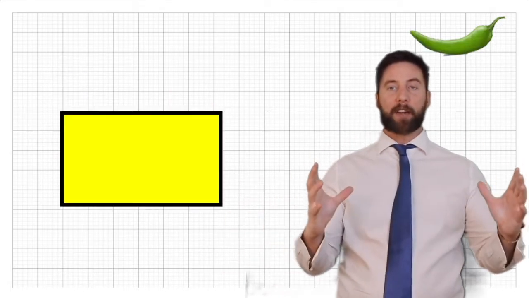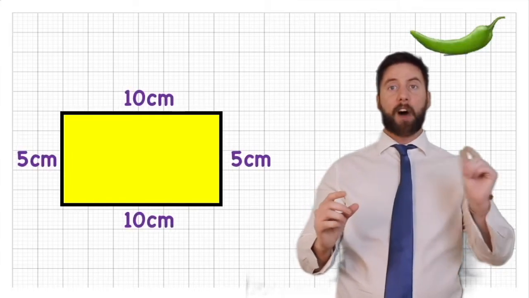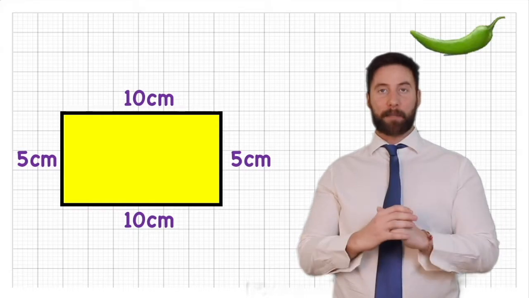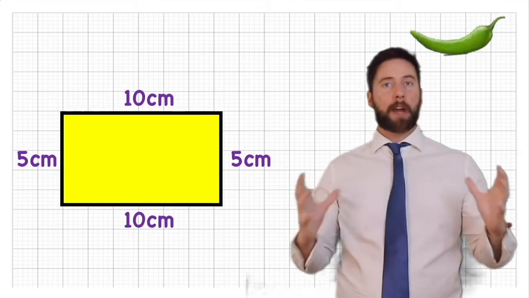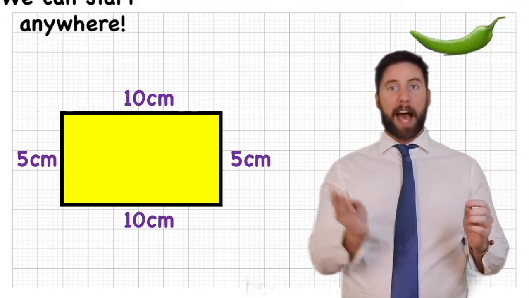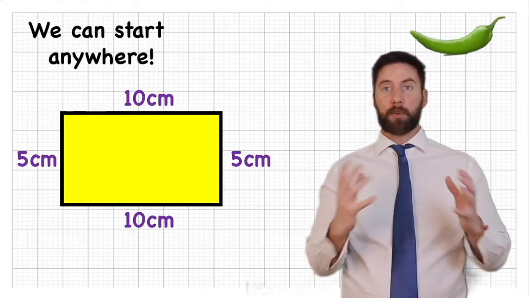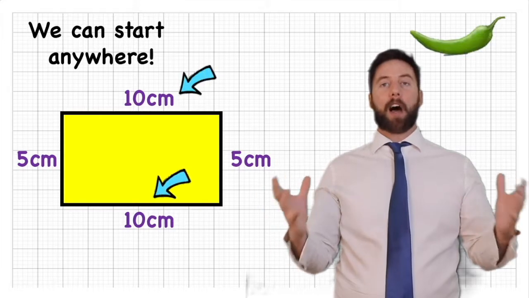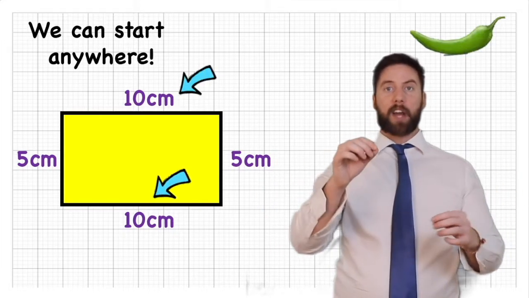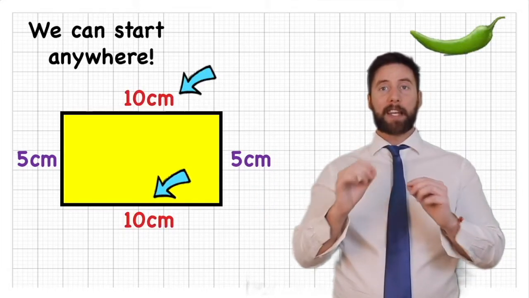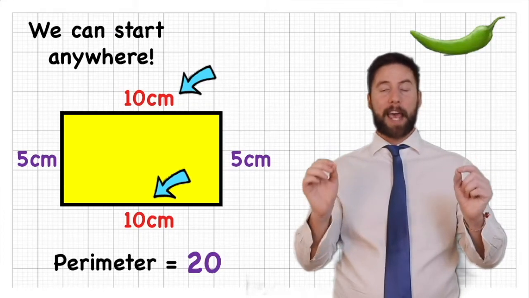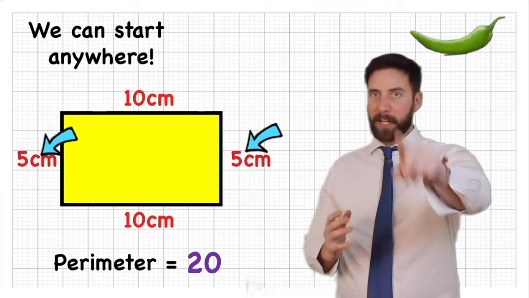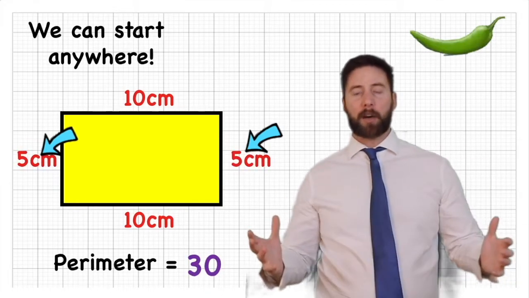Let's look at this rectangle. Now this rectangle has sides of 5 centimetres and a top and bottom length of 10 centimetres. Okay, so it doesn't matter which order we start in because we're going to be adding them all together, and we know that addition is commutative. It doesn't matter which way around we put them. So we can start anywhere, and I'm going to choose to start with the 10s. I'm going to add my two 10s together, which gives me 20, add my two 5s together, which gives me 10, 20 add 10 equals 30 centimetres. Very good. Okay, cool, another example done.